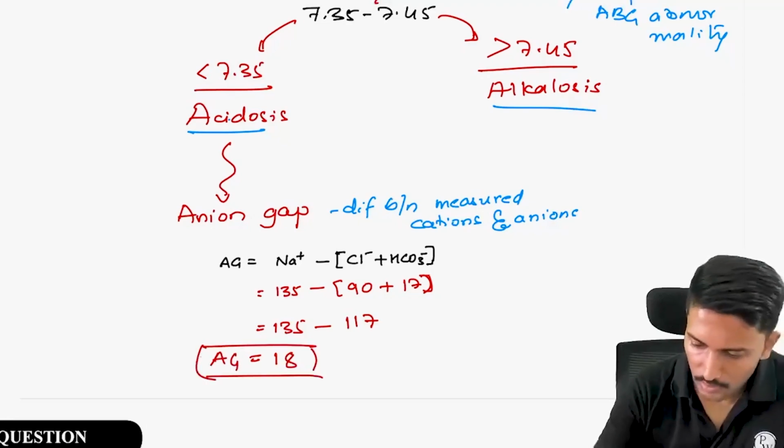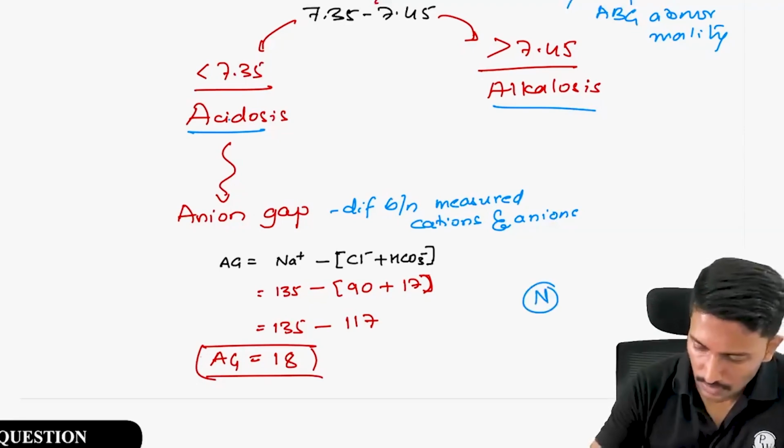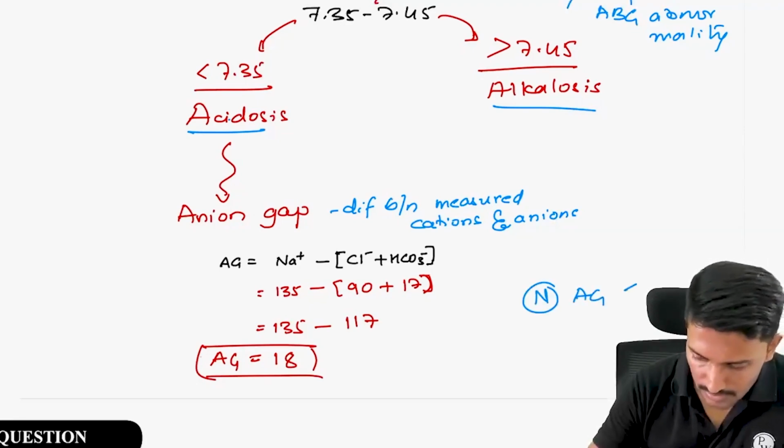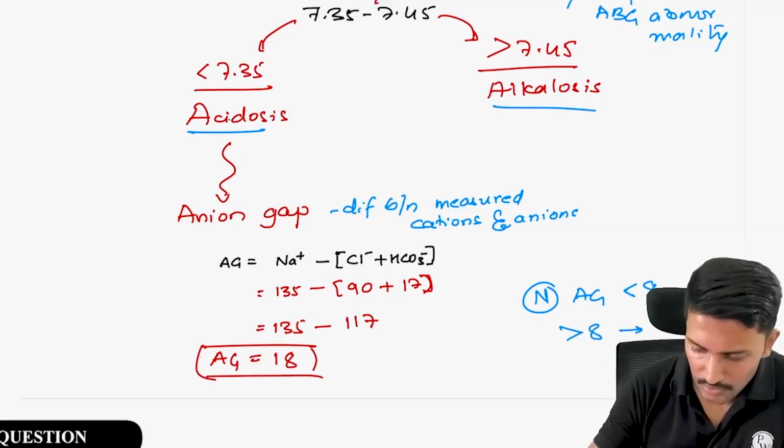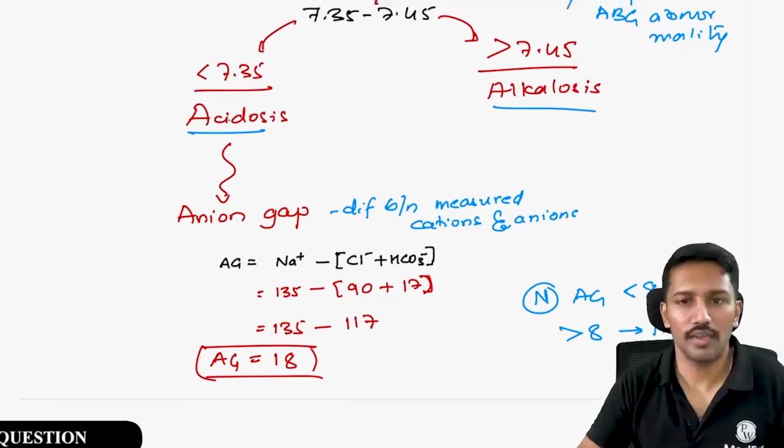The normal anion gap is less than 8, right? When it is more than 8, it means you have high anion gap metabolic acidosis. High anion gap metabolic acidosis.